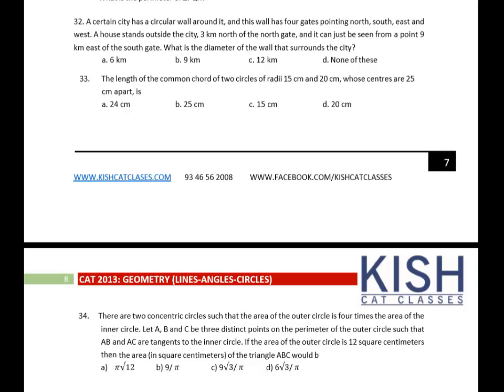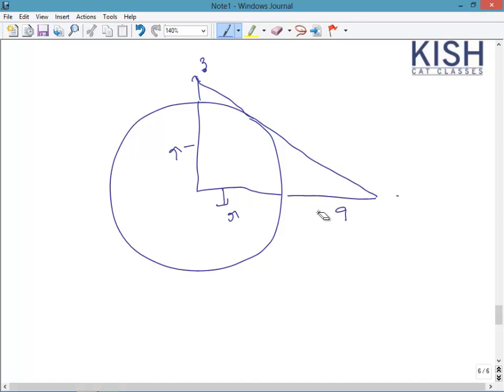Okay, 9 kilometers east and south actually. So I have written it differently actually. So a house stands outside the city 3 kilometers north of the North Gate, and it can just be seen from a point 9 kilometers east of the South Gate. Okay, I haven't seen that actually. East of South Gate.